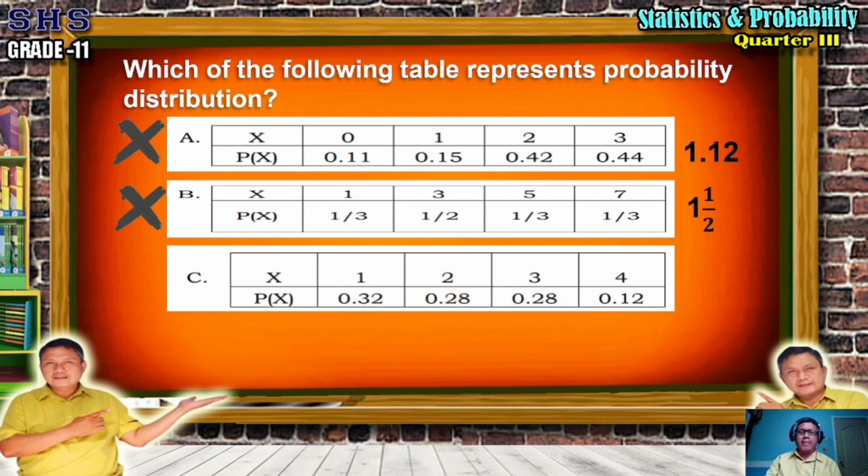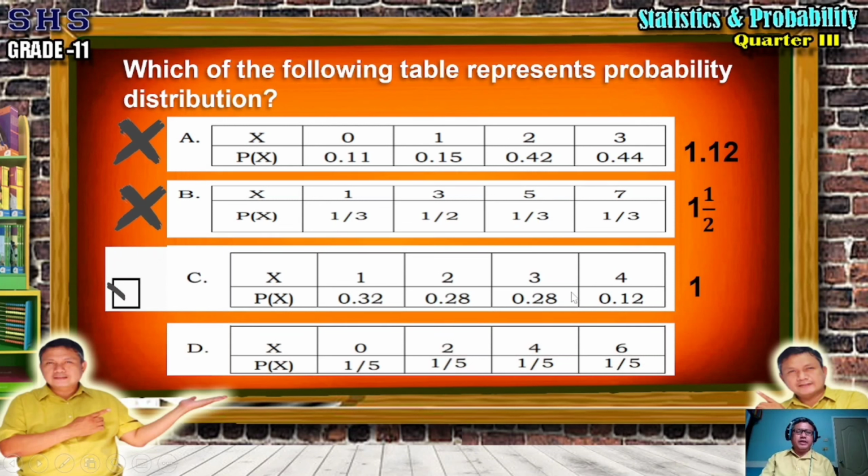Okay, about letter C. So letter C is in the form of decimal. Therefore, let us add. So we have 0.32, 0.28, 0.28, 0.12. So the sum of that is 1. Therefore, it is an example of a probability distribution. Last example, letter D. So we have 1/5, 1/5, 1/5, 1/5. So lahat sila ay na-satisfied ang property number 1. How about property number 2? Add natin. Similar fractions sila. So we have 1 plus 1, 2 plus 1, 3 plus 1, 4. So 4 over 5. It is not an example of a probability distribution.